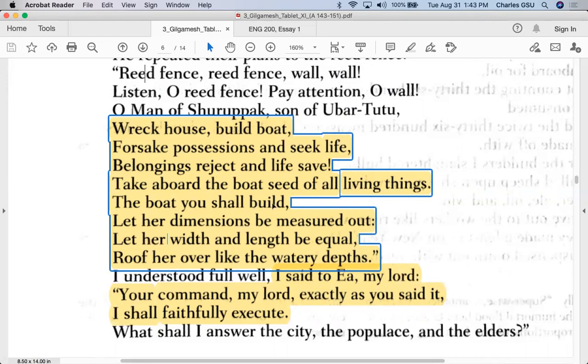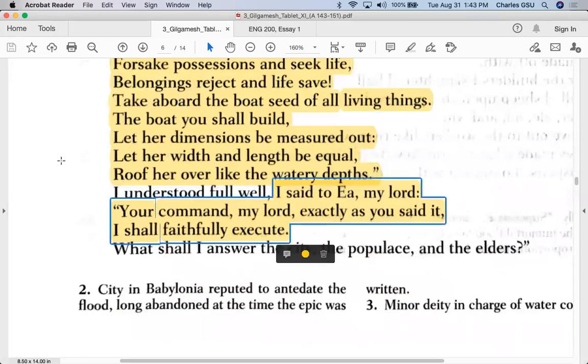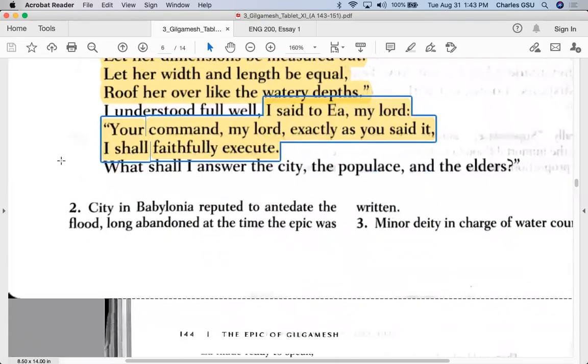The boat you shall build, let her dimensions be measured out, let her width and length be equal, roof over her like watery depths. So again, very specific instructions of the ark or the boat that we also get with Genesis. And Uttanapishtim says, I said to Ea, my Lord, your command, my Lord, exactly as you said it, I shall faithfully execute, which of course he does, as does Noah.